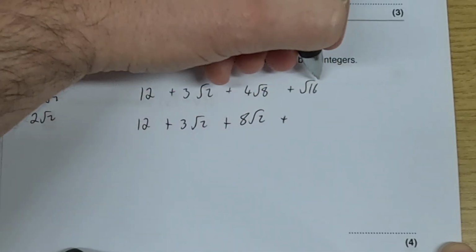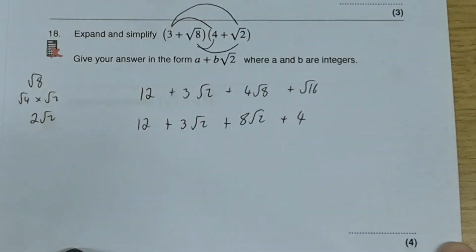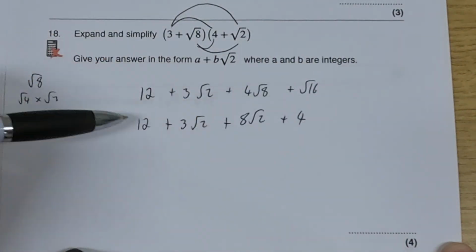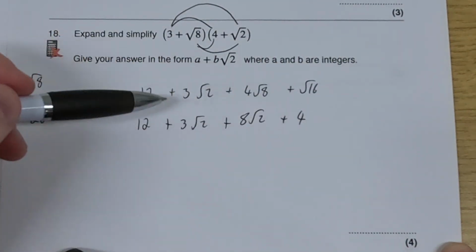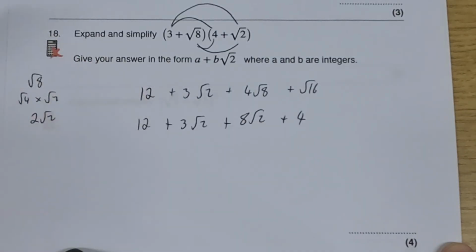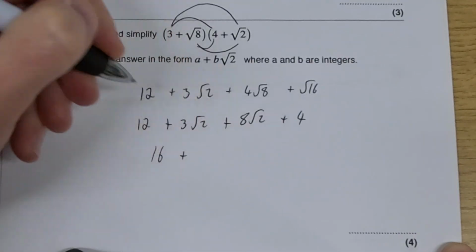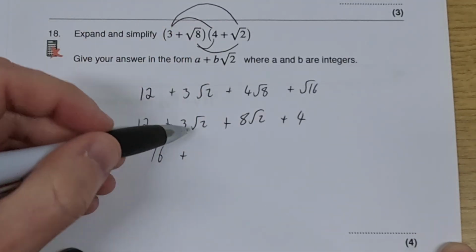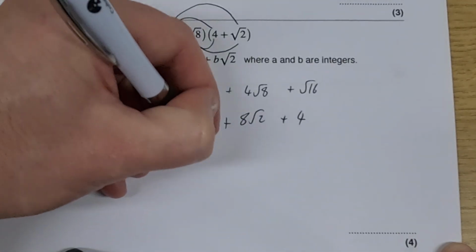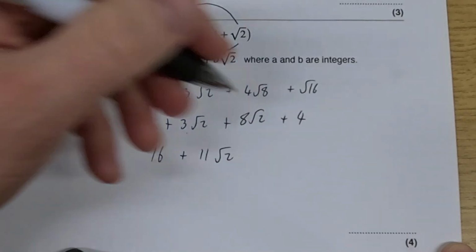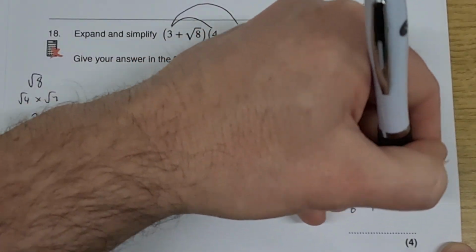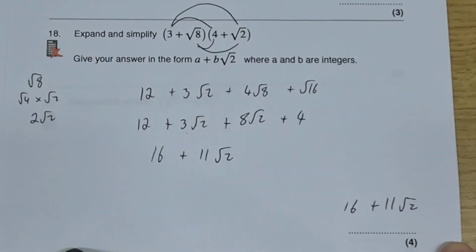And then plus, the square root of 16 is 4. Now this is fantastic, because everything we've got here is either an integer or something with root 2's in it. So 12 plus 4 is equal to 16, and then we've got 3 lots of root 2 plus 8 lots of root 2, that'll be 11 lots of root 2. So the answer is 16 plus 11 lots of root 2, and that's it. Okay, let's look at our next question, question number 19.